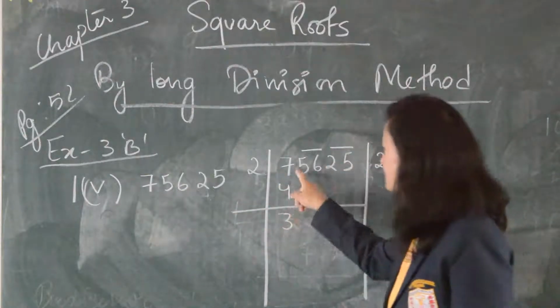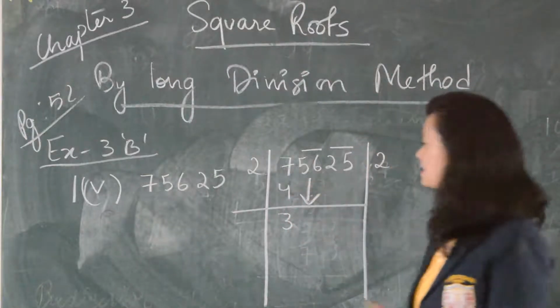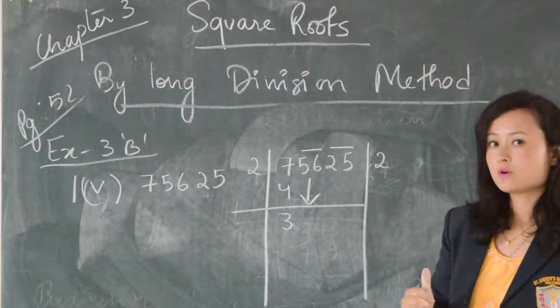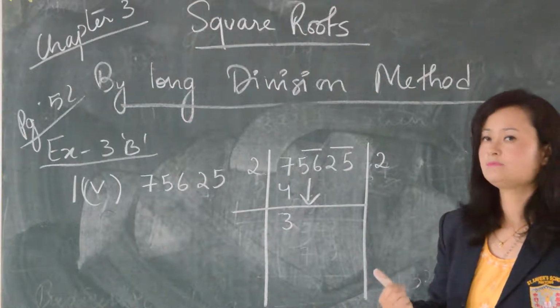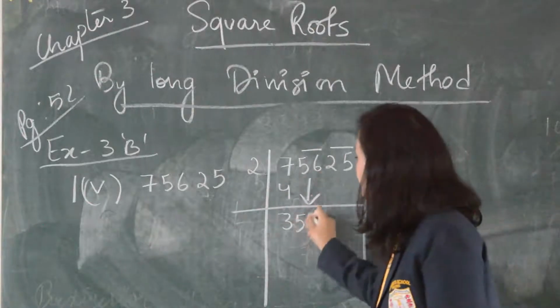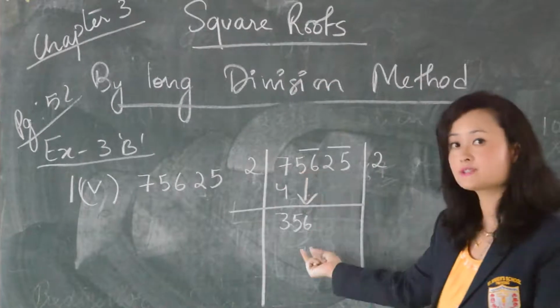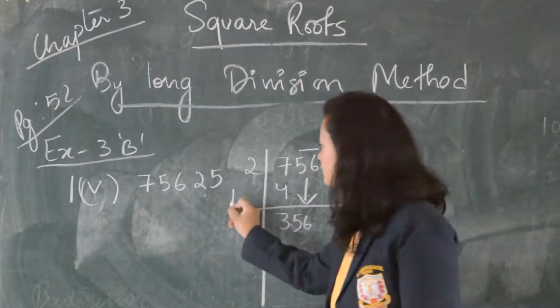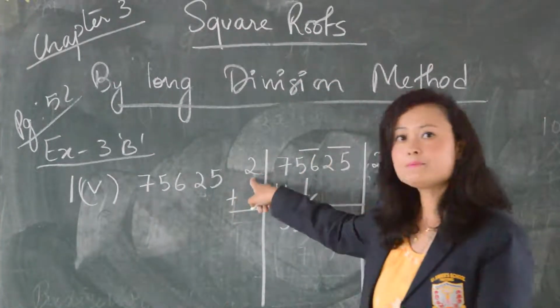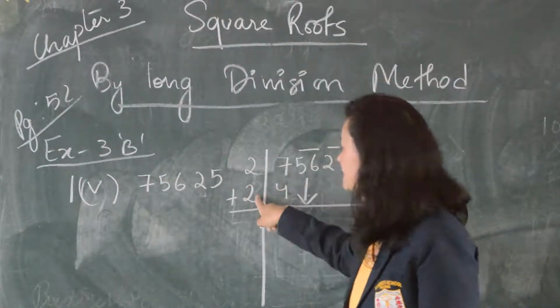And when you subtract 4 from 7, what do you get? 3. Now, what comes down? Will only 5 come down? No. Both digits of 56 will come down, as we said that we are dealing with square root, so it deals with two numbers. So 56 comes down. Now what do you have to do over here? You have to add the same number. What is the number here? 2. So you add the same number.